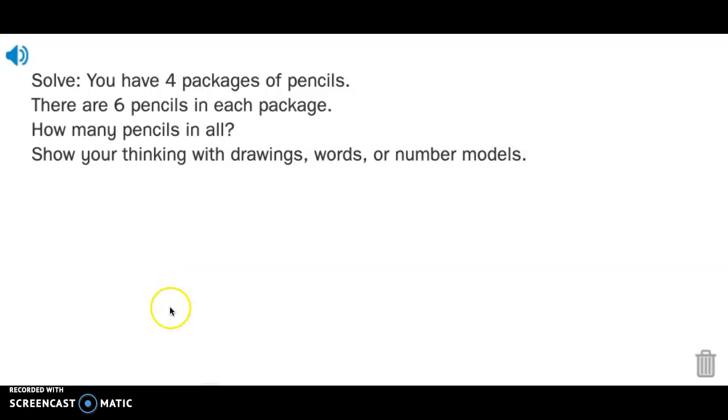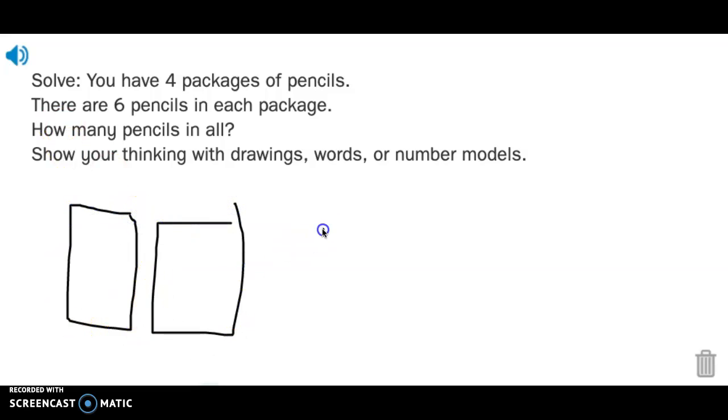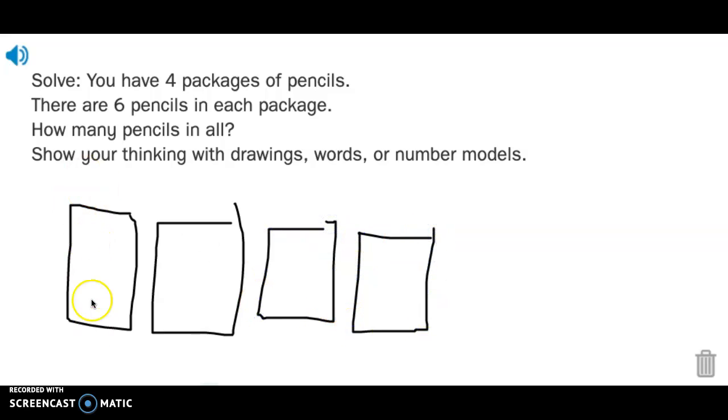Okay, the first solution I'm going to draw is I'm just going to start with 4 packages of pencils because why not? And I could put 6 tallies in or 6 circles or whatever I want to do, but I'm just going to put this number 6 because I know that there are 6 in each, right? 6 pencils in each package. And if this is package 1, 2, 3, and 4, there's 6 in each of them. Okay, what would my number model look like? Well, I'm counting 6 how many times? 1, 2, 3, 4. So 4 times 6.